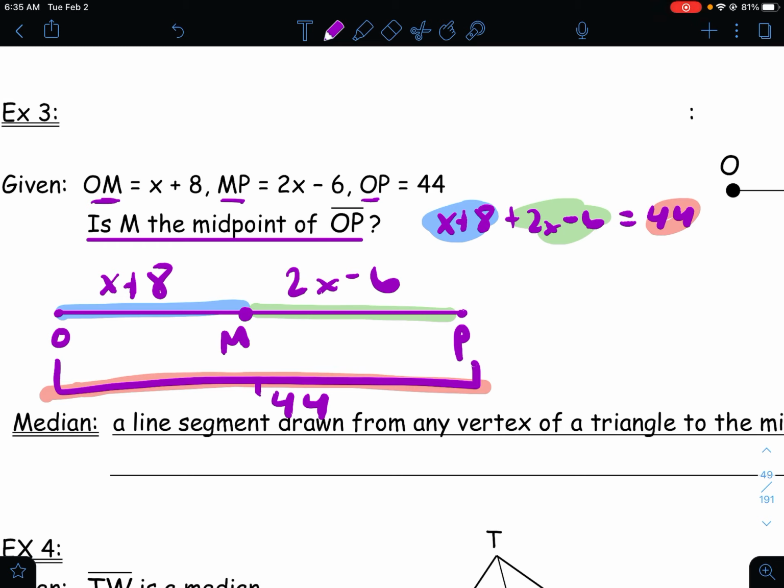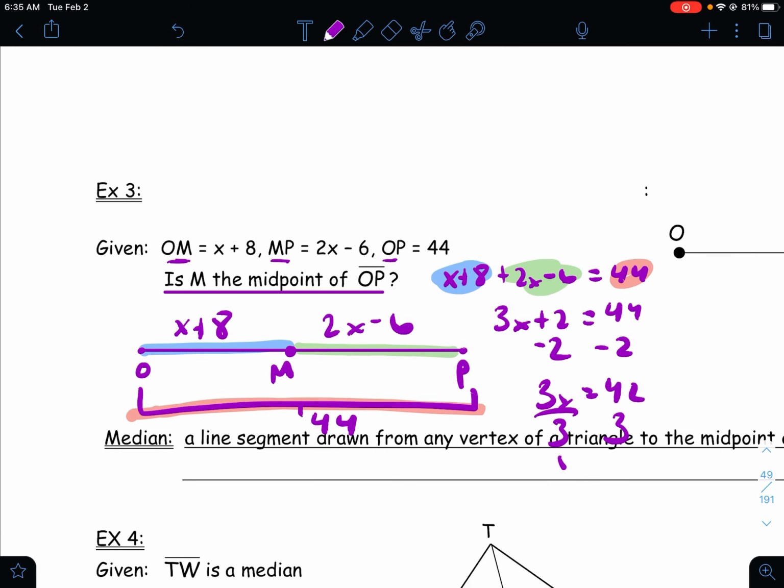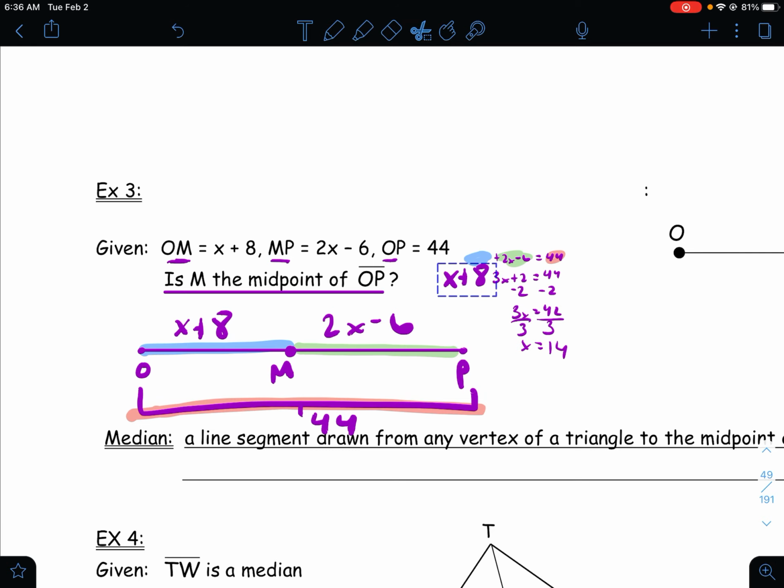So you can go ahead and solve. We get 3x plus 2 equals 44. Minus 2, minus 2. We get 3x equals 42. We're going to divide by 3. Oh, I'm sorry, we're going to divide by 3. So we do 42 divided by 3, and we get x equals 14. All right.